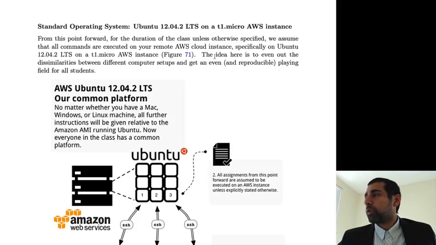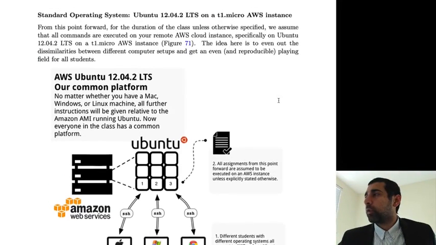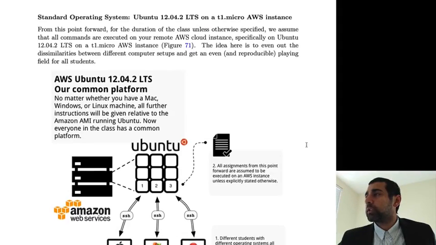From this point forward, for the duration of the class, unless otherwise specified, we're going to assume that all those commands are executed on your remote AWS instance. That's to say, if I say ls or cd or cp or execute this command, that command, the implication is it should be on your AWS instance, not your local machine.